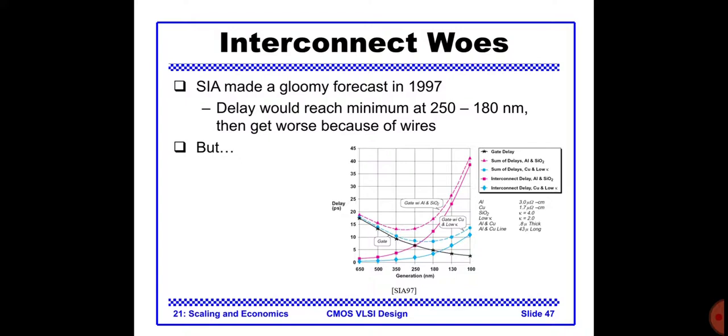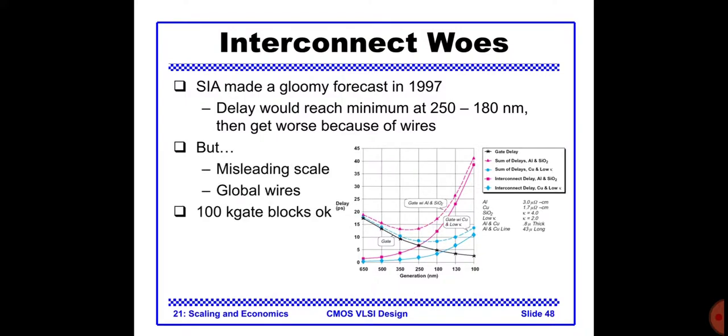The SIA made a gloomy forecast in 1997. Delay would reach a minimum at 250 to 180 nanometer, then get worse because of wires. But the chart shows gate delay and the sum of delays: Cu and low K interconnect delay, Al and SiO2 interconnect delay.